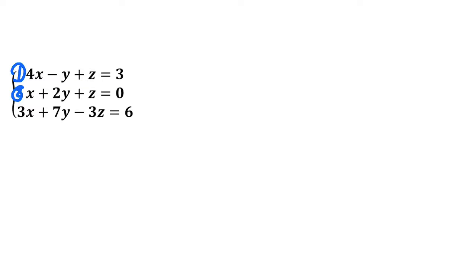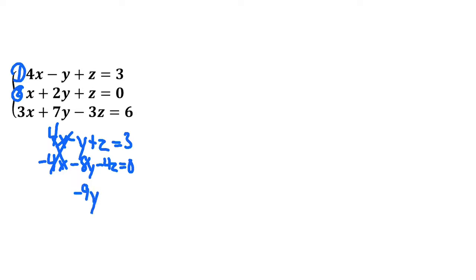Rows 1 and 2 I'm going to combine by basically doing 4x minus y plus z equals 3, and I'm going to multiply the second row by negative 4, meaning that we get negative 4x minus 8y minus 4z equals 0. At that point, the x's cancel. This becomes negative 9y. This becomes negative 3z. And over here, it still equals 3.